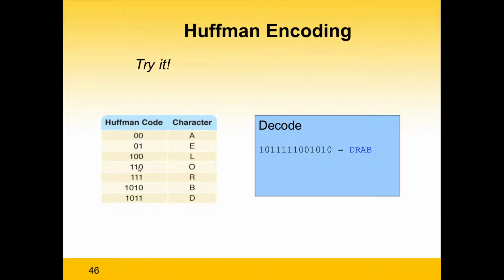Then it's a 1. So 101, this one is discarded, so it could be either one of these two. 101 could be a B or a D, and then 1, so it will be a D. 1011 is a D. Therefore, the first character is a D. And you keep going on until you decode the entire string.